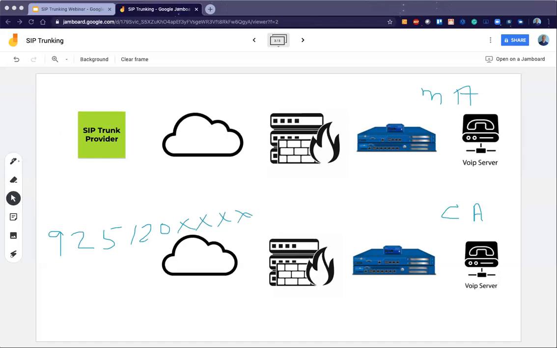You will run into some weird exceptions, especially in smaller, more rural areas, where it can become a little bit more of a challenge to get numbers ported over. It's not impossible and you can do it, but you might have to go through a couple of paperwork transactions to get it done.